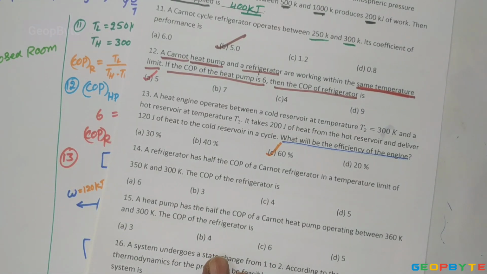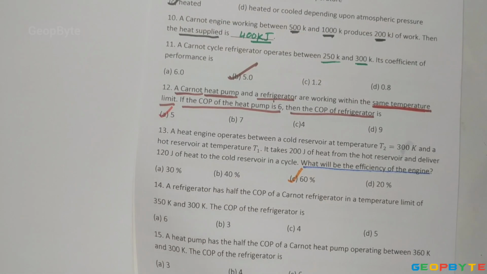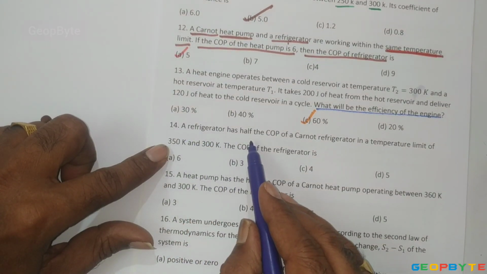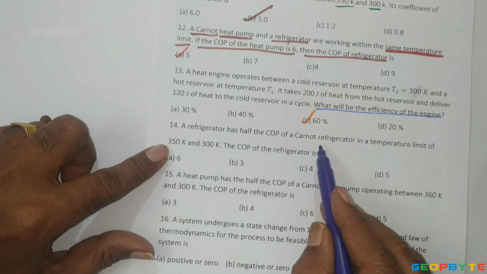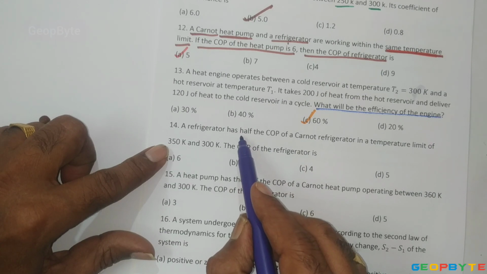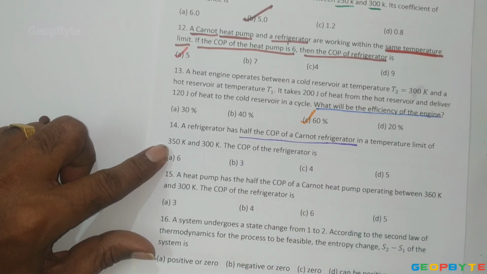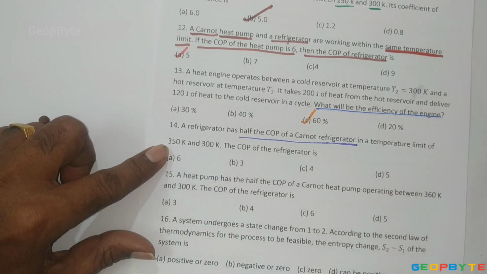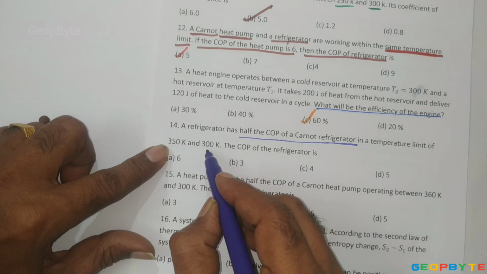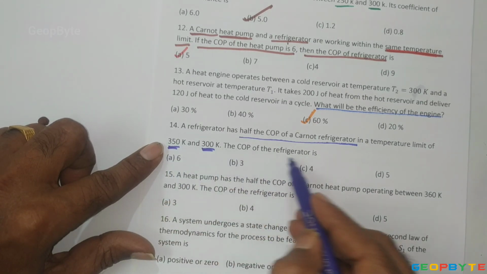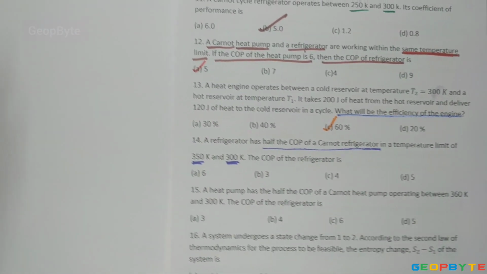Now let us read the 14th problem. 14th problem is a refrigerator has half the COP of Carnot refrigerator. The refrigerator having the COP half of the Carnot refrigerator COP in a temperature limits of 350 and 300 Kelvin. Temperature limits are given 300 and 350. This is the lowest temperature. This is the highest temperature. The COP of refrigerator is, it is like this.